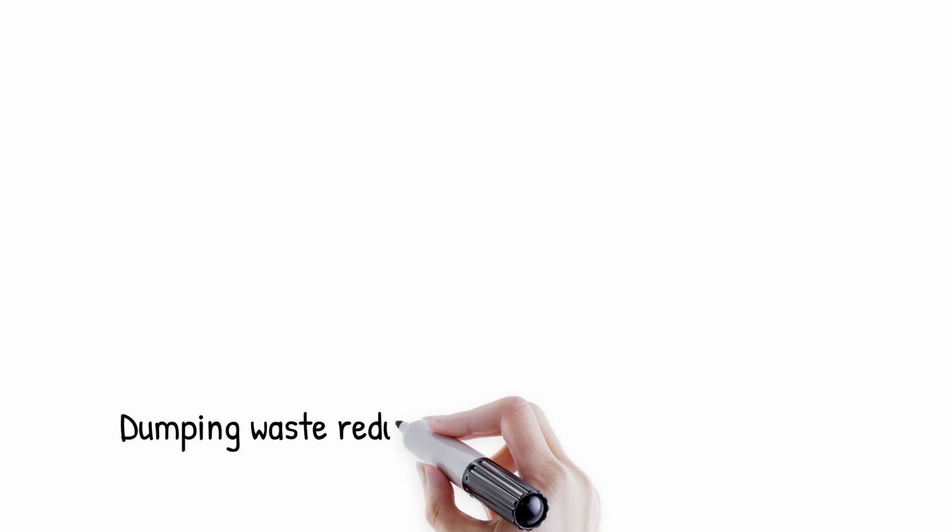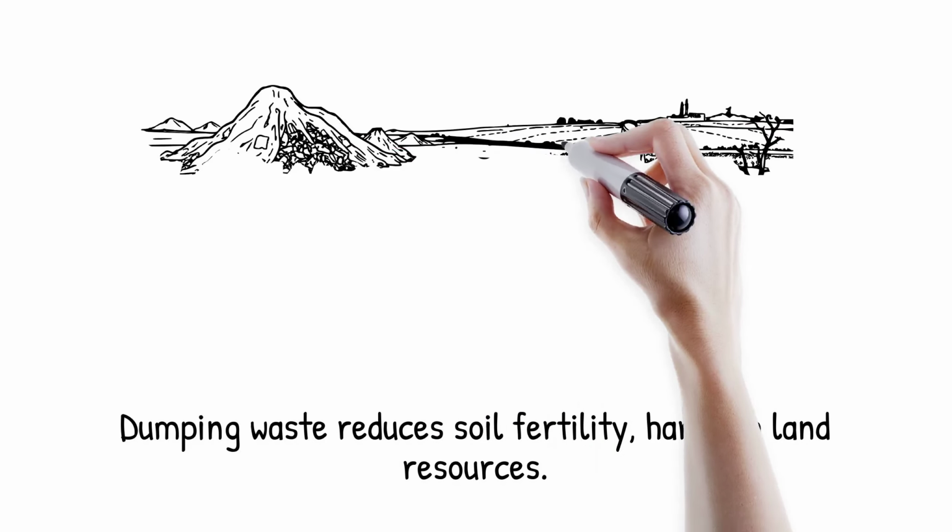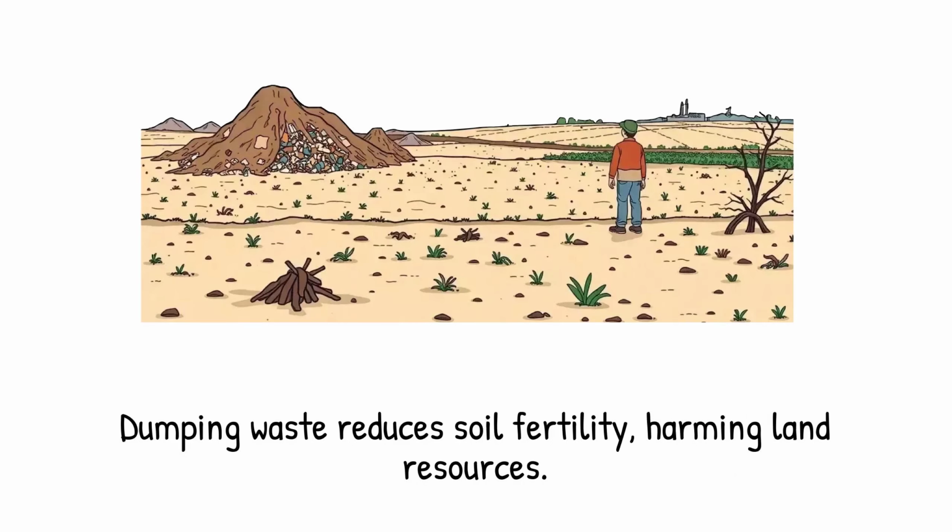Land pollution is caused by dumping industrial waste on land. This reduces soil fertility and makes it difficult to grow crops or plants, harming both agriculture and natural vegetation.